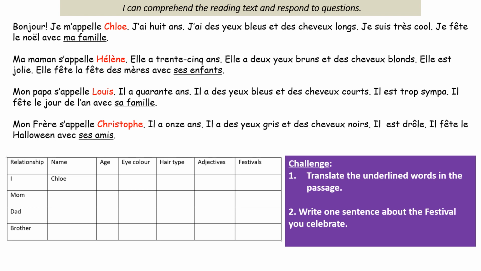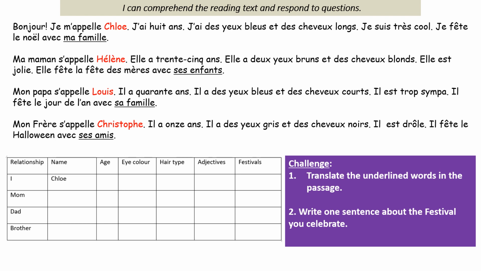Finally, you have a challenge here. Translate the underlined words in the passage. Now, this is a challenge. If you didn't know, you can use WordReference, but the challenge takers or French native speakers do not use the dictionary. Try to find it by yourself. So the first underlined word in the paragraph is ma famille, which means my family. And the rest of it, you're going to find it by yourself. And the last one is write one sentence about the festival you celebrate. So you could say, je fête, and then you could say what festival you like to celebrate.